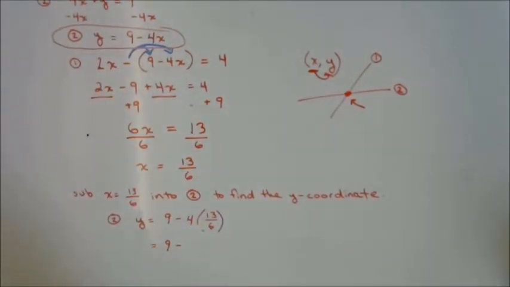But how did you drop the x? I didn't drop anything, x equals 13 over 6, it's right here. Oh, okay. I'm going to continue on. You can ask questions in a second.